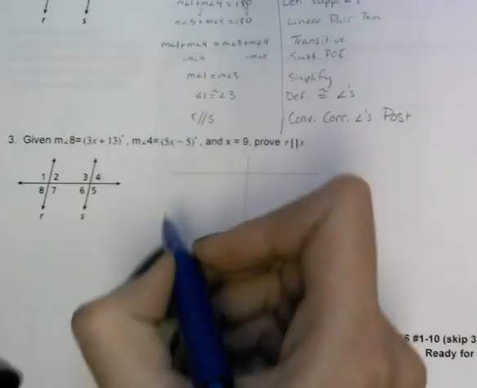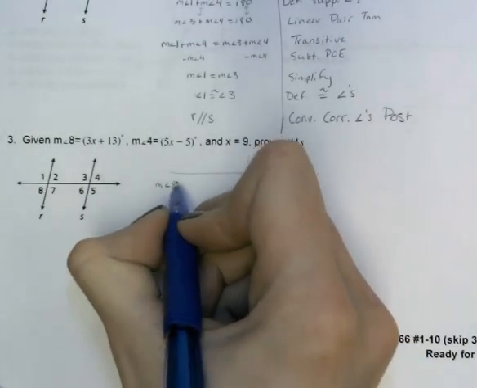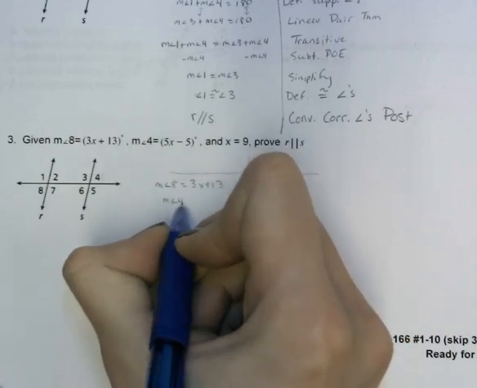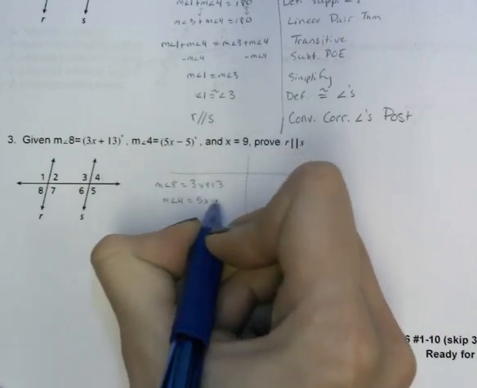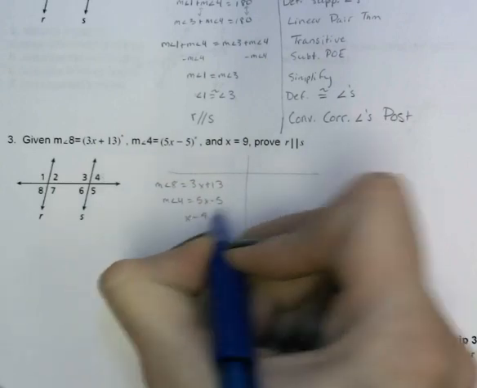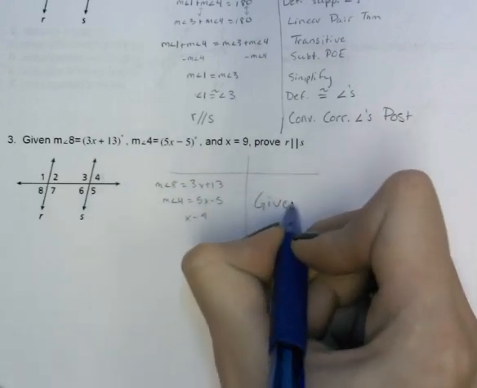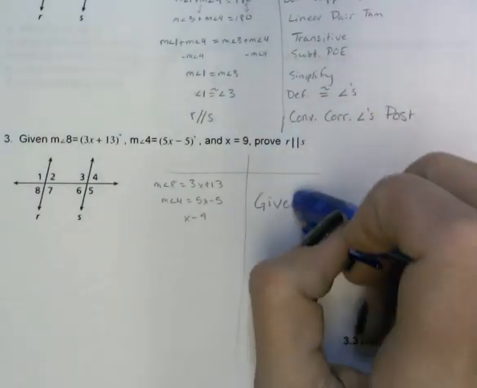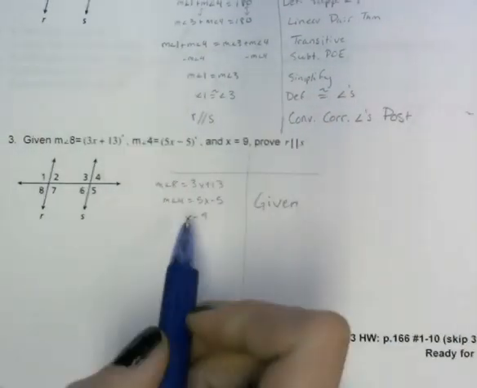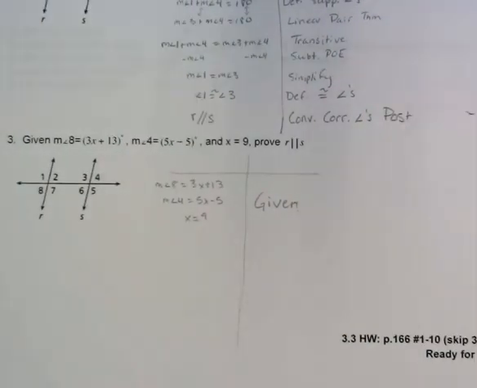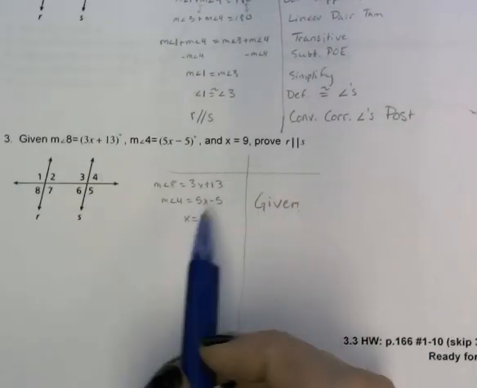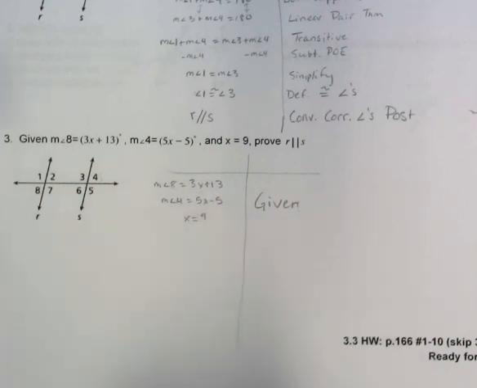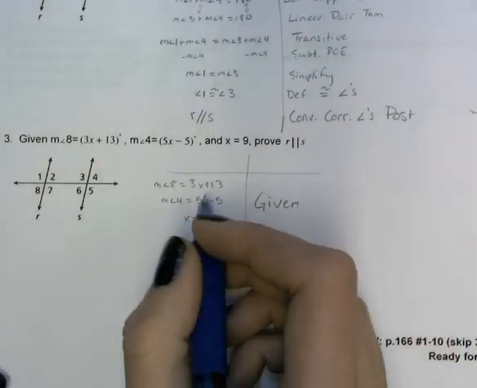All right, so let's start with some givens. Measure of angle 8 equals 3x plus 13. Measure of angle 4 equals 5x minus 5, and x equals 9. Those are all given. Okay? So now I should be able to just plug in 9 into each of these, right? And if I can show that those are the same, then I'm on the right track. So I'm going to go ahead and plug in 9.